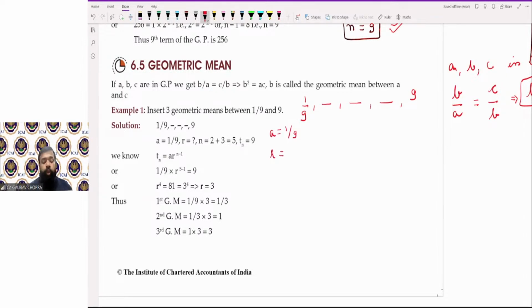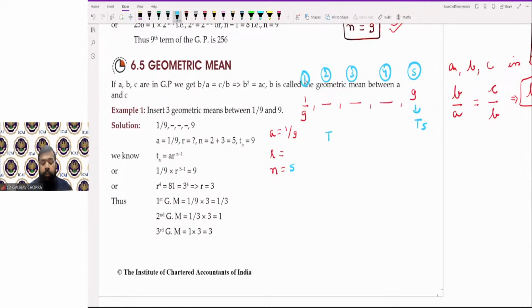Now you don't know what is R. R की वैल्यू आपको नहीं पता है, बट क्या आपको पता है what is the value of n? Yes, n is available. n कैसे available है? 1 by 9 is the first term, then second, third, fourth, and 9 will become the fifth term. So therefore value of n is equal to 5. A is available, n is available. Then what is 9? 9 is known as T5, term number 5.